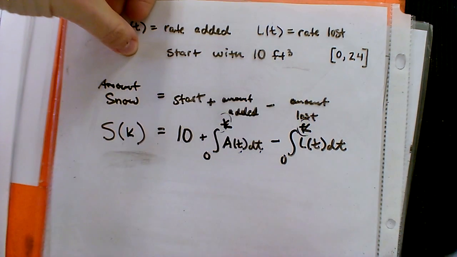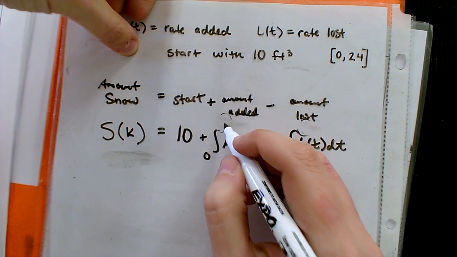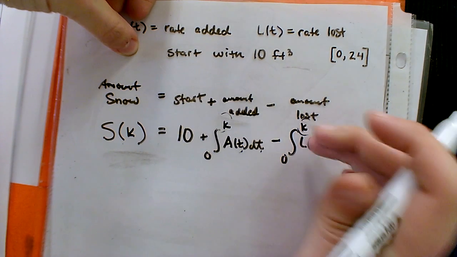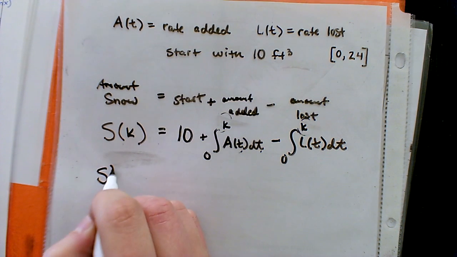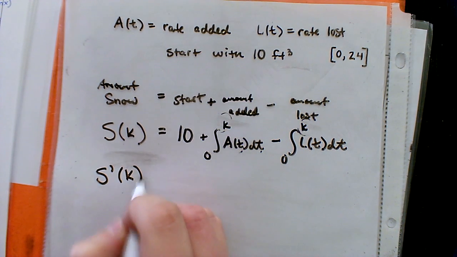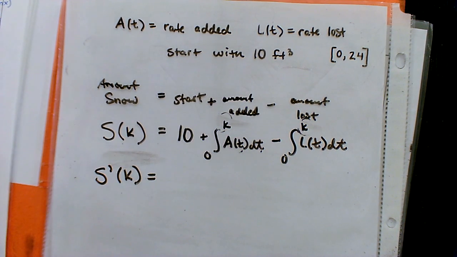So that's one thing that I wanted to mention from last night. The other thing is, how would you want to calculate the derivative of this amount of snow? How fast is the amount of snow changing? Can we take the derivative of this equation?